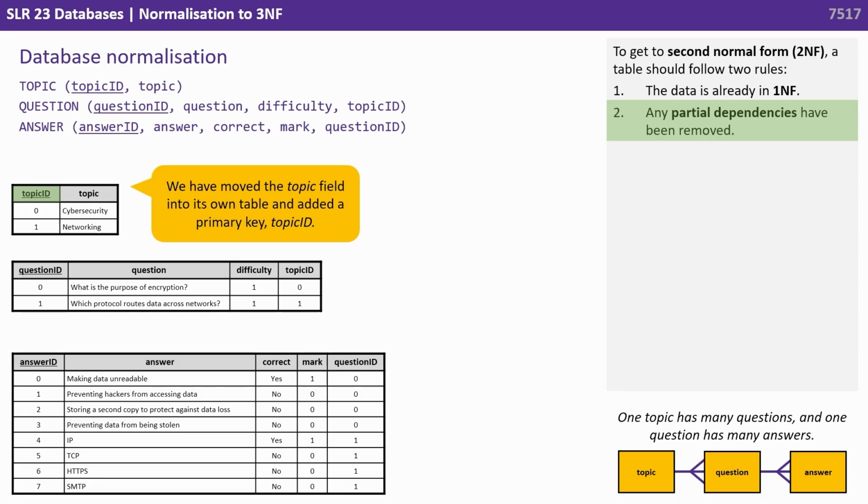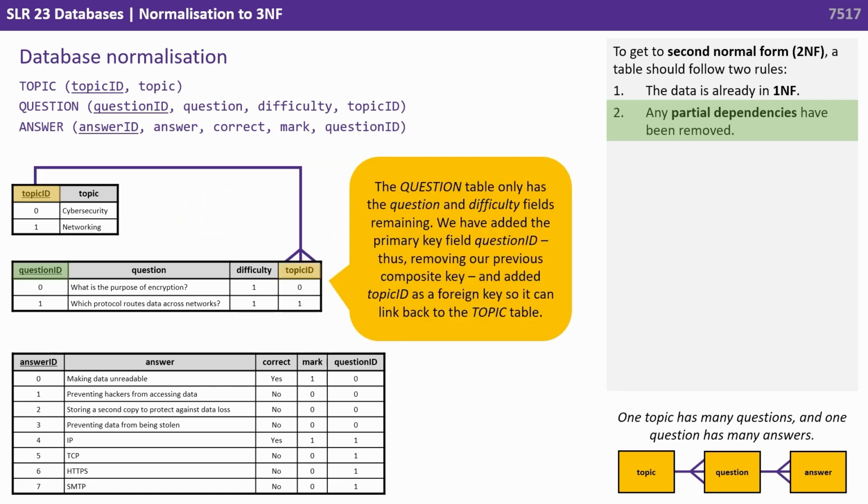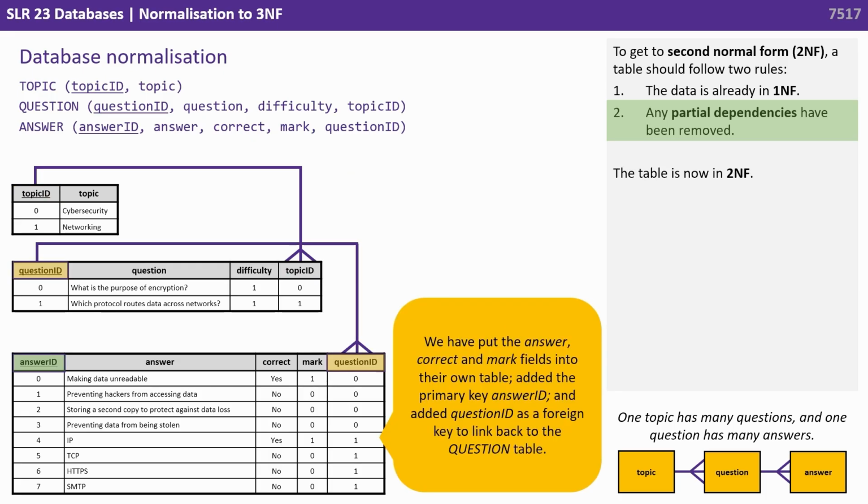We've moved the topic field into its own table and added a primary key, topic ID. The question table only has the question and difficulty fields remaining. We've added the primary key, question ID, thus removing our previous composite key, and added topic ID as a foreign key so it can link back to the topic table. And we've put the answer, correct and mark fields into their own table, added the primary key answer ID, and added question ID as a foreign key to link back to the question table.